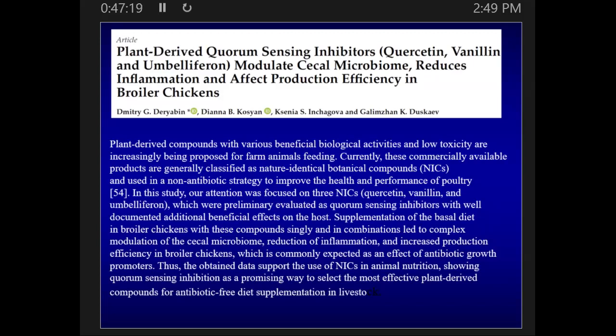And so the quercetin, vanillin, and umbelliferone, those are not anything dangerous for us to be exposed to. Quercetin is actually healthy for you, and vanillin too. I don't know much about the third one, but I know the first two are healthy for you. So anyways, looking at how to reduce inflammation again.